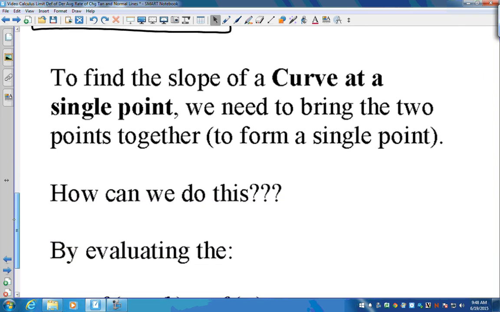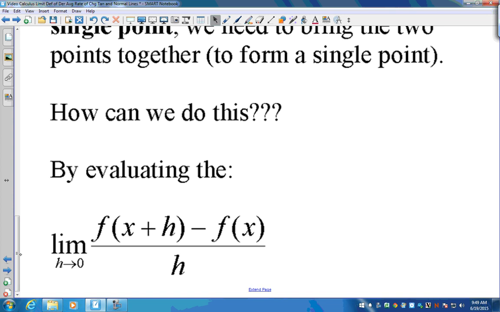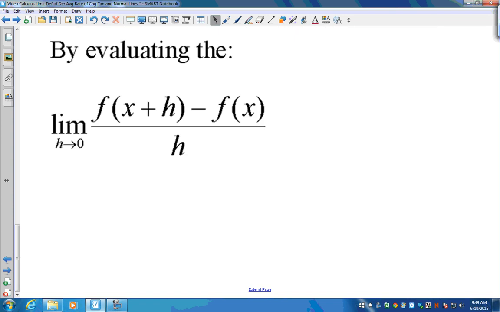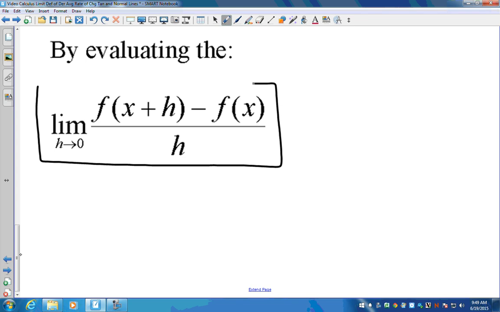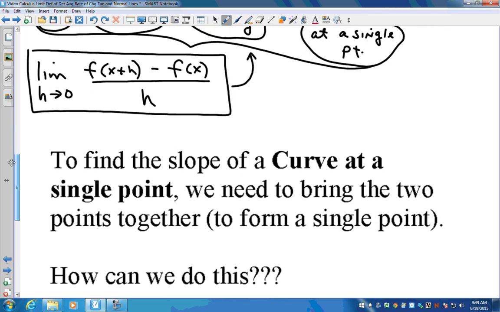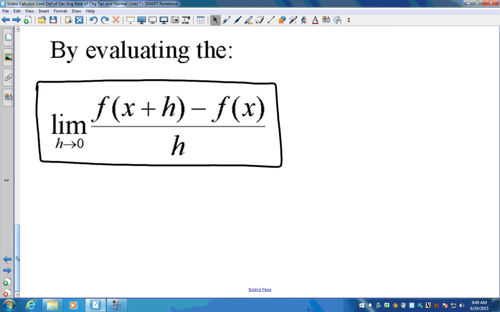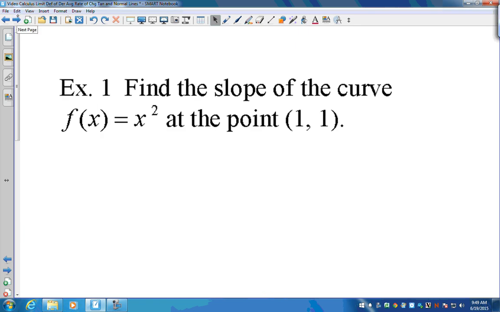Let's read what I have here. It says to find the slope of a curve at a single point, we need to bring the 2 points together to form a single point. I think I just did that, right? How can we do that? By evaluating this formula. So here's my limit definition of the derivative. No need to recopy this down, you already have it up above. It's the same exact thing as this right here. So that's how we find the slope of a curve at a single point. That's how we find the instantaneous rate of change.